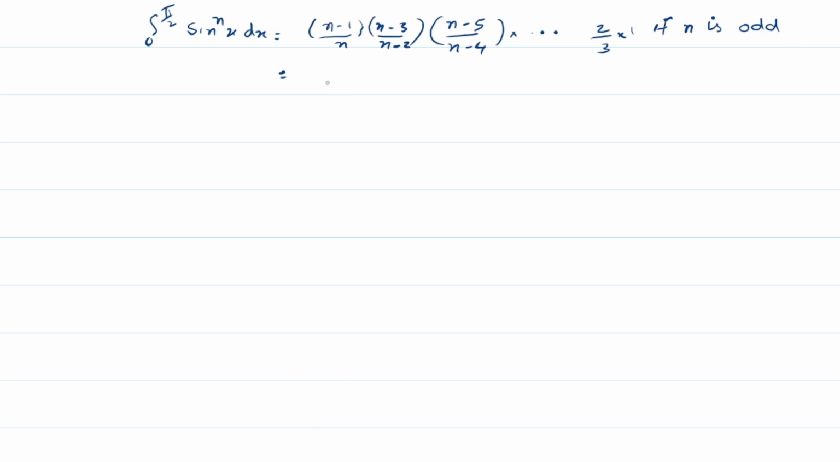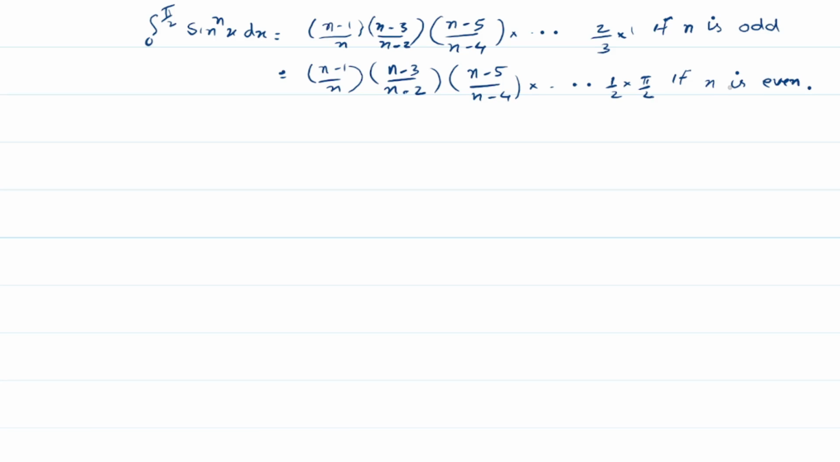equal to n minus 1 by n, n minus 3 by n minus 2, n minus 5 by n minus 4, etc. The last term will be 1 by 2 into pi by 2 if n is even. Now we will see some examples. We have understood this formula, so we will see some examples.